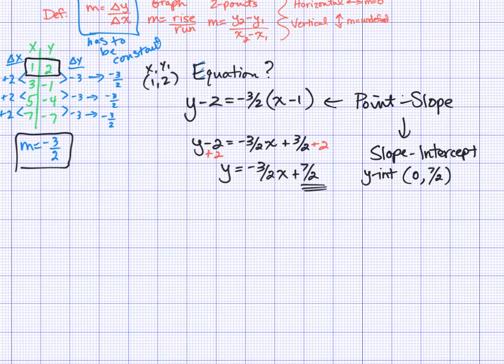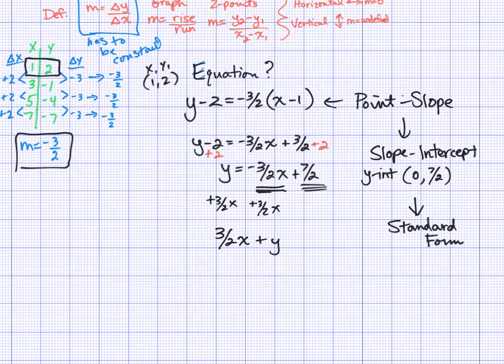Now, the last form is standard form. So how do we get to standard form? What if I wanted to write this in standard form? Well, remember, standard form has both my x and my y variables on the same side. So what I'm going to do is take the x term and move it to the other side. So I'm going to undo it by adding 3/2 x to both sides, plus 3/2 x, plus 3/2 x, and I end up with 3/2 x plus y equals 7/2.